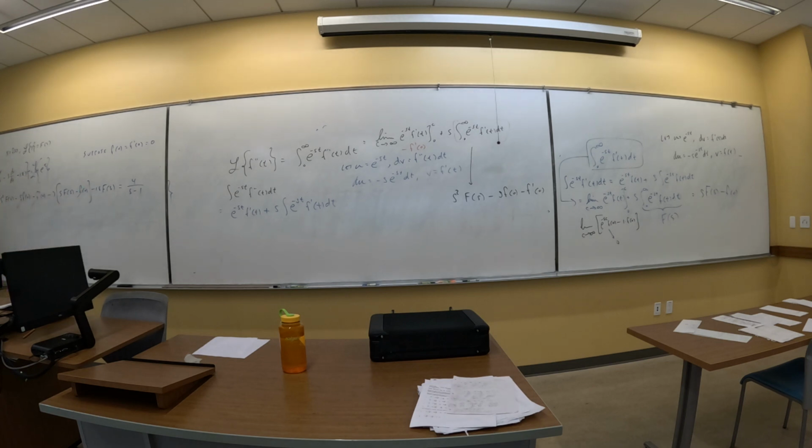Now, what I need to do is gather the F of s terms and then put everything else on the other side. So I have an s squared minus 3s minus 18, all times F of s, equals 4 over s minus 1. We got lucky. Does this factor? It doesn't always factor.